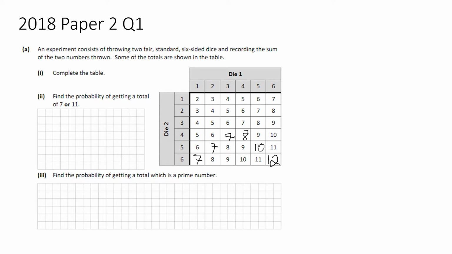So we can see there's a diagonal relationship there. 2, 3, 4, 5, 6, 7, 8, 9, 10, 11, 12. And just double check that before you move on.